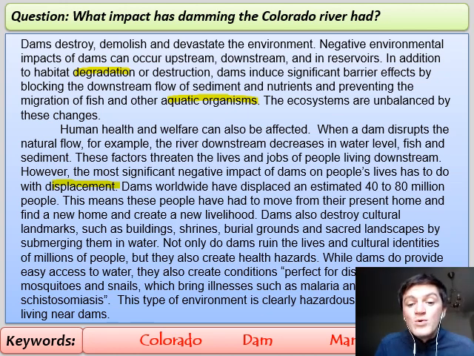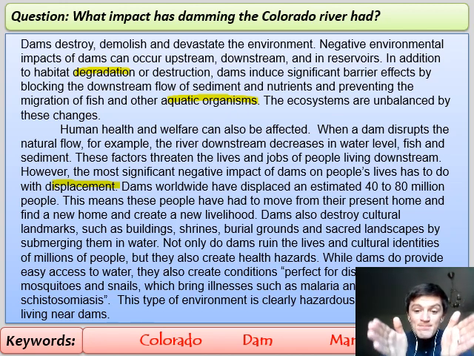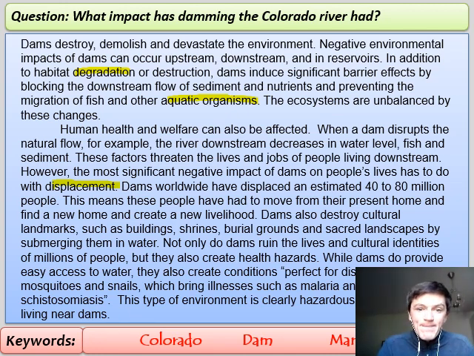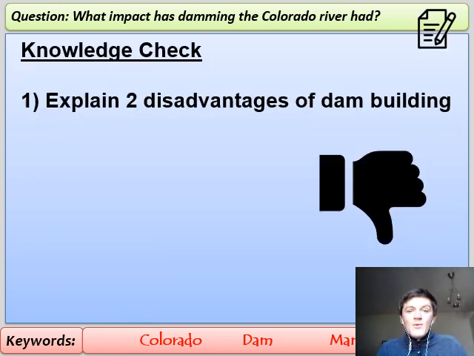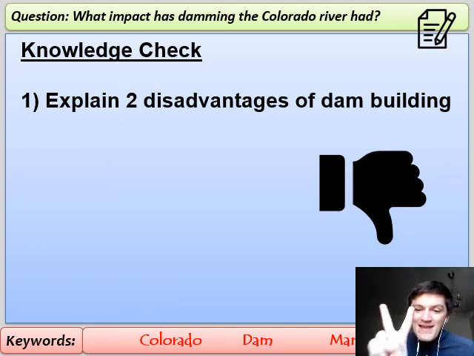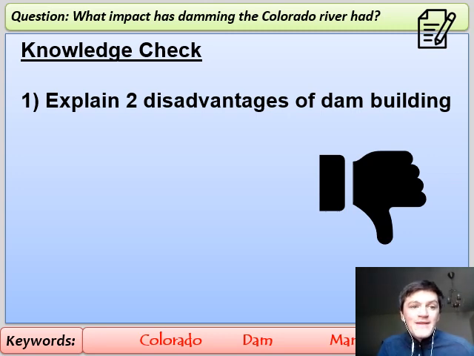So again, this is more to do with Asia and Africa, not so much to do with America. But one of the problems with dams is you create a big body of water, and that allows mosquitoes to move there. Now, what I want you to do is to explain 2 disadvantages of dam building. Okay, so you're looking for 2 here in your books. Let's get that done. So pause the video and get that done, please.